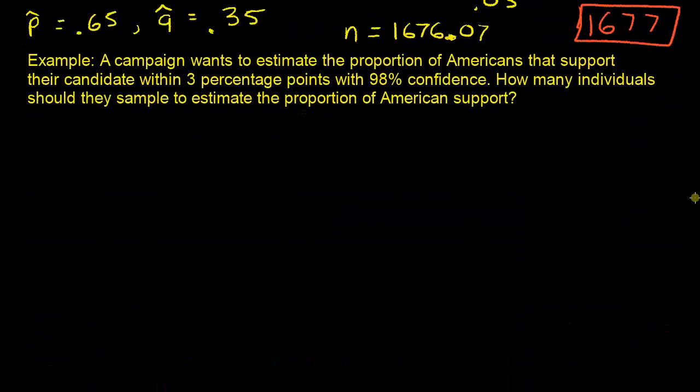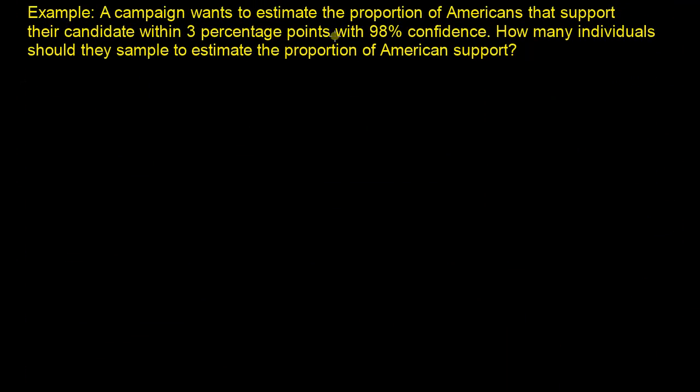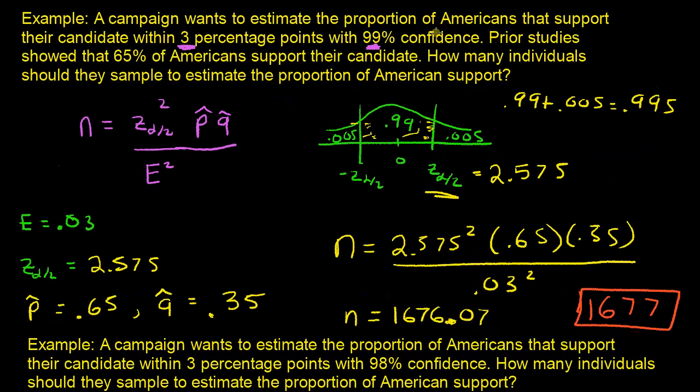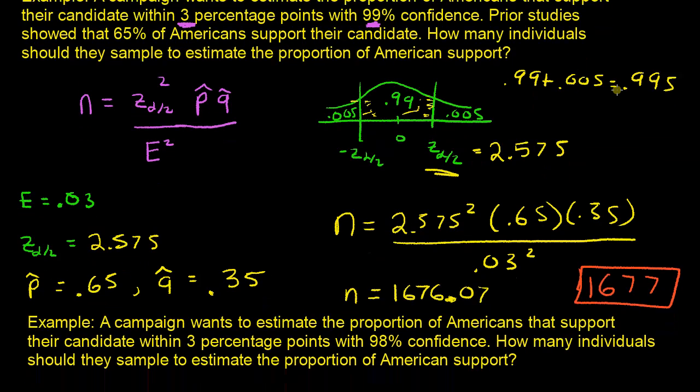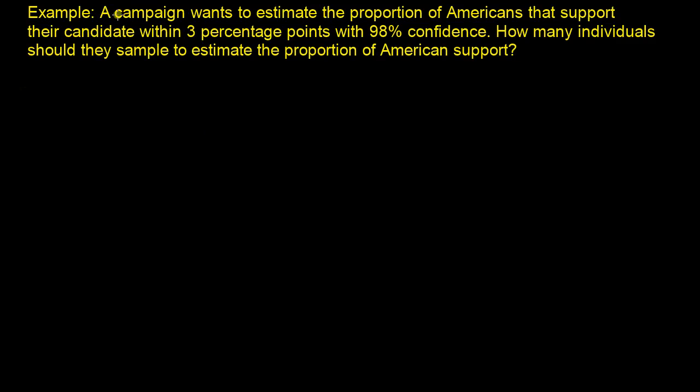All right, let's do one more example. In this example, this is very similar. The only thing that's different about this example is that they don't give us the proportion. So in this one, they said prior studies show that 65% of Americans support their candidate. This example does not give any information about prior studies, right?